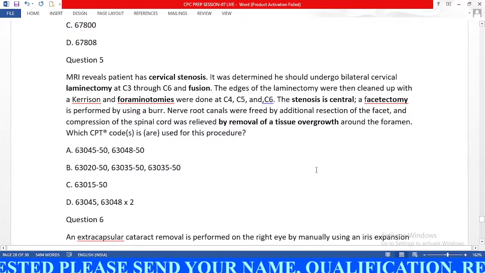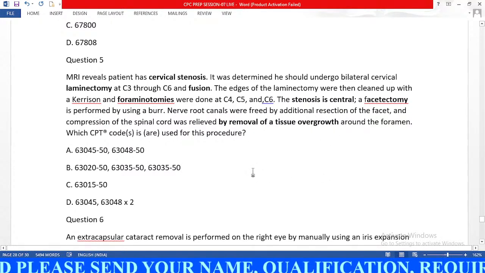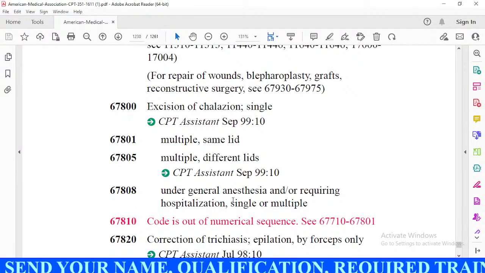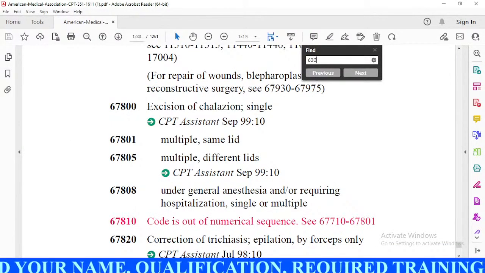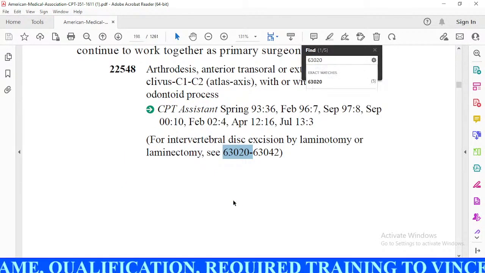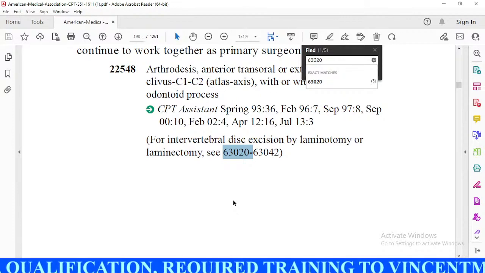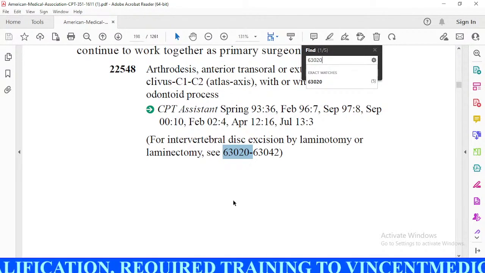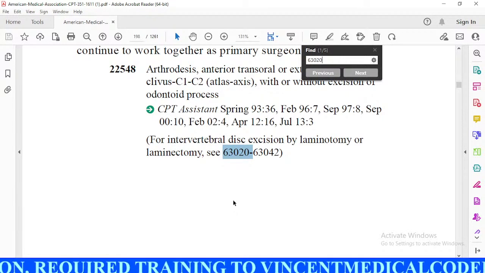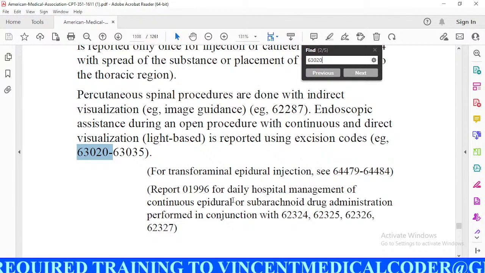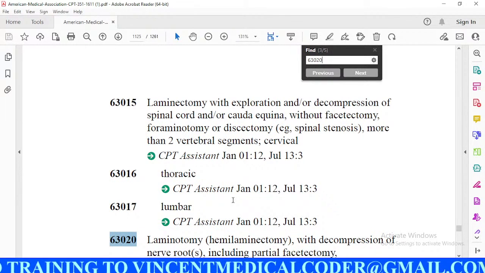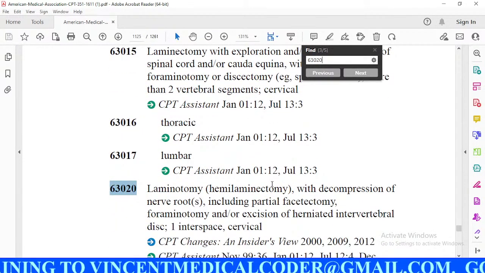So we will check the answers now. First we will check B, 63020. Basically all these materials were provided by Shivakumar. He did not attend this session. So if anyone has the material, please provide it to me, and I will use those materials in order to help others.